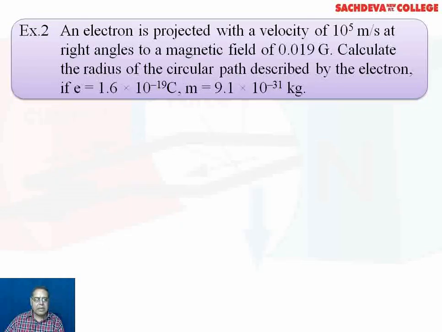Tesla. An electron is projected with a velocity of 10 to the power 5 meters per second at right angles to a magnetic field of 0.019 Gauss. Calculate the radius of the circular path described by the electron. The mass of the electron is 9.1 into 10 to the power minus 31 kilogram, and the charge of the electron is 1.6 into 10 to the power minus 19 coulomb.